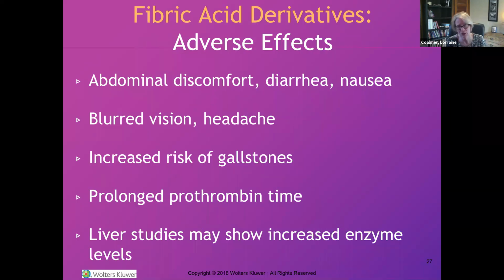Abdominal discomfort, diarrhea, nausea, all the same. Increased risk of gallstones. If you don't have a gallbladder, I guess you don't need to worry about that. Prolonged PT. So we definitely want to look at our coag times. So that's a PT, prolonged PT, prothrombin time. Liver studies again. So I want you to make sure you're looking at the AST and ALT. I can't tell you how many times you'll see subtle changes in the AST and ALT, all related to medication. So make sure that you're really paying attention to what your patient's lab values are doing. You may be the only person that's keeping an eye on it. So make sure that you pay attention to that.